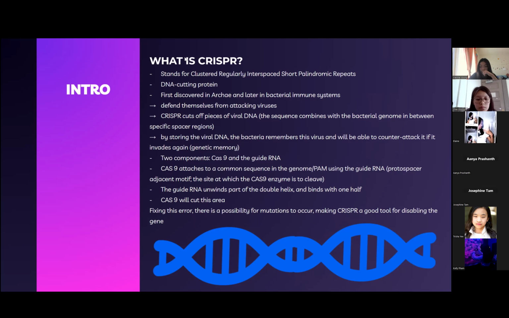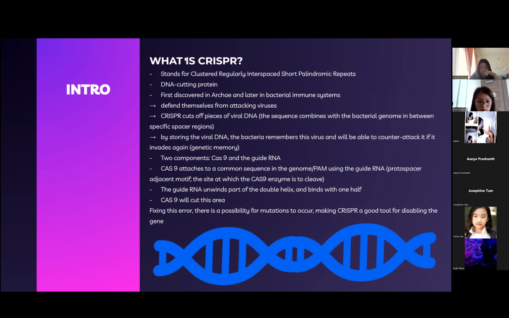The CRISPR enzyme cuts off pieces of viral DNA and combines this viral DNA with its genome in between specific spacer regions. And by storing the viral DNA, the bacteria remembers this virus and is able to counterattack it if it invades again. So there are two components of CRISPR.